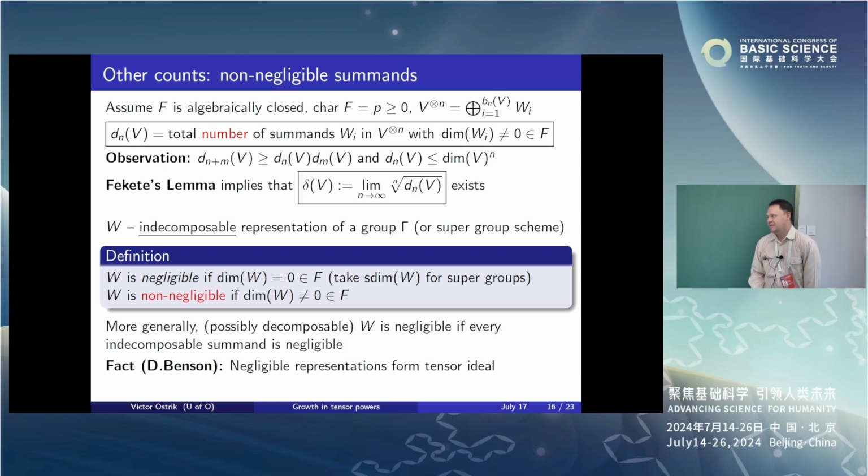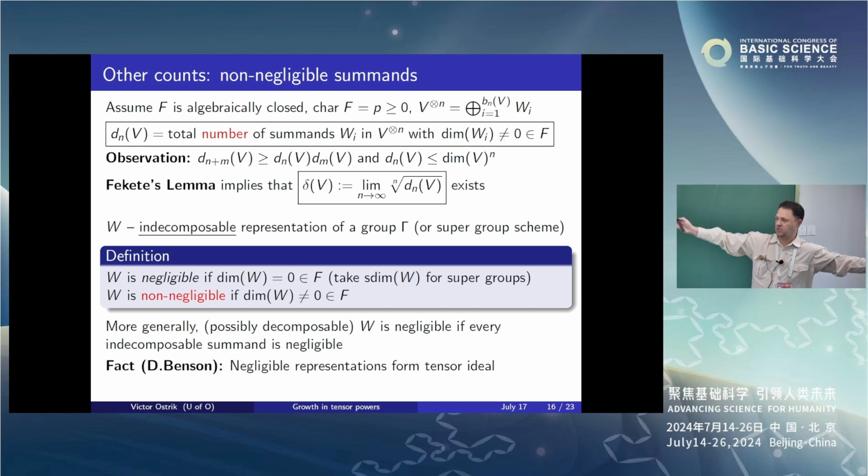The reason why this particular choice of counting non-negligible summands is a good choice is, at least in big part, based on this observation by Dave Benson. I think it's more than 40 years since this observation. The observation is that negligible representations form a tensor ideal, very much in the same way as projective representations before. So if you take negligible, meaning all indecomposable summands have dimension 0, tensor with anything else.